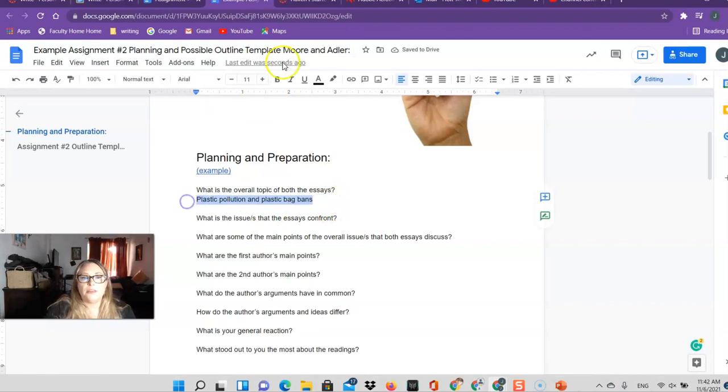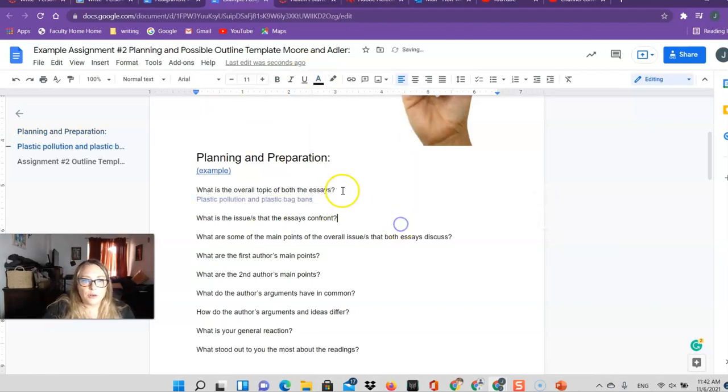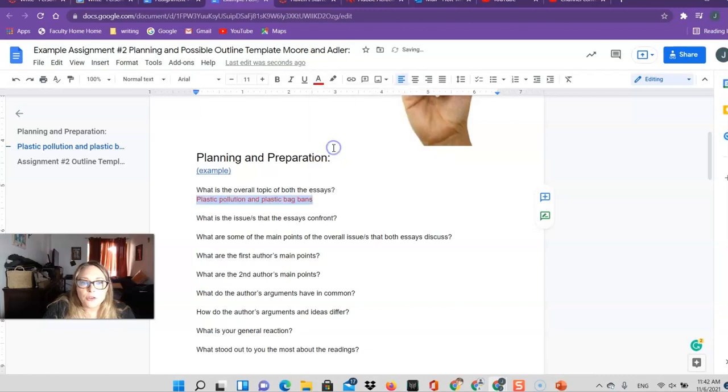I'm going to turn this to a different color. Let's see if that's readable. No, it's not. Okay, I'll just go with red. Here we go. Okay, so plastic pollution, plastic bag bans, right? And the impact of plastic pollution on the world. I think both of them are going to talk about it.